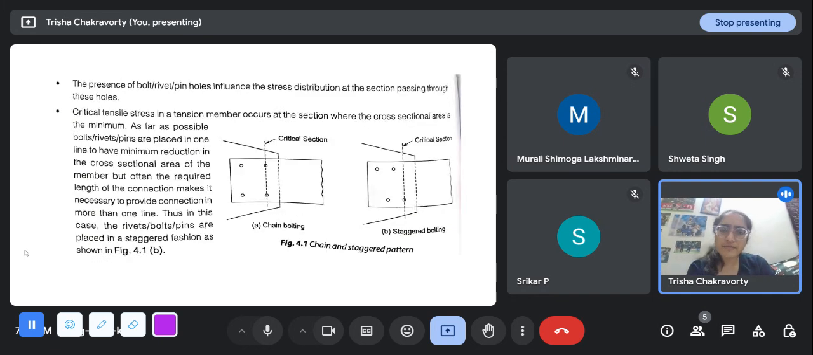The presence of bolt, rivet, pinholes influences the stress distribution at the section passing through these holes. So generally, of course, if you see this section that has no hole and this section that has two holes, obviously the section with holes will have a lesser strength because the area is lesser. The critical tensile stress in a tension member occurs at the section where the cross-sectional area is the minimum. As far as possible, bolts, rivets, pins are placed in one line to have minimum reduction in the cross-sectional area of the member. Like one line here means along this.